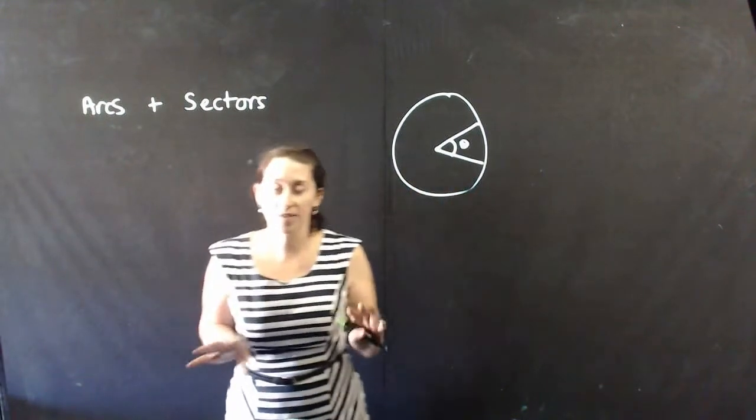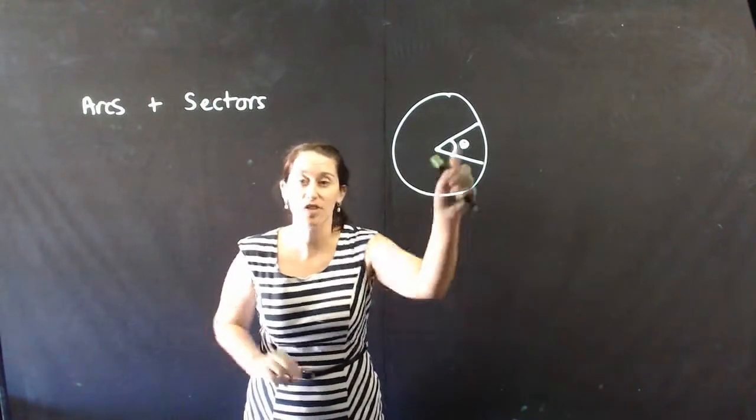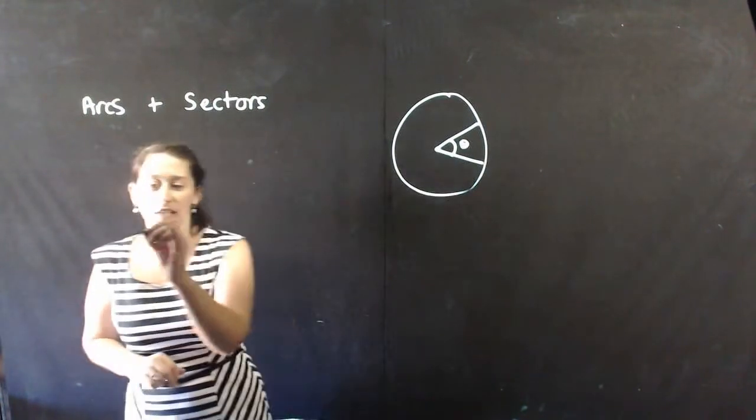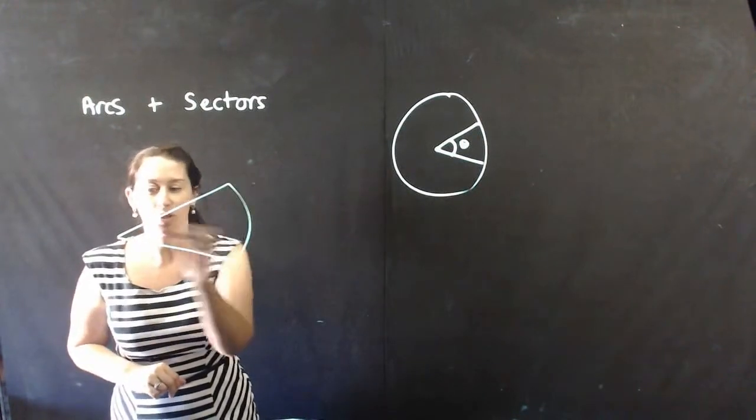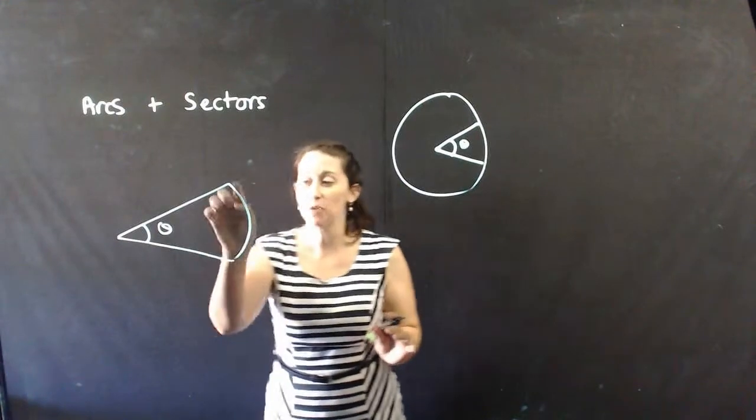It doesn't matter what kind of sector you're dealing with, the formulas for the length and the area are exactly the same. They just depend on the angle theta. So let's just go with a minor sector because that's the most common one. So, let's talk about how we find the formula for the arc length.